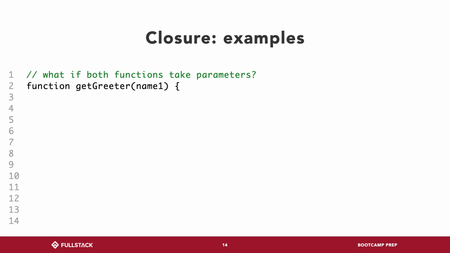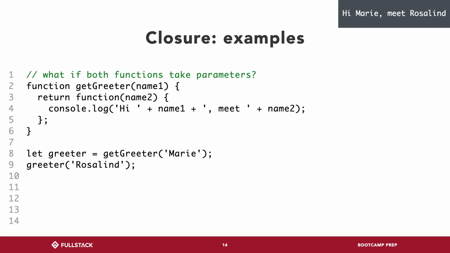So what if both functions take parameters? getGreeter(name1) returns a function (name2). Console.log hi plus name1 plus meet, just meet, and then plus name2. Let greeter equal getGreeter, you pass in Mary, and then you call greeter and you pass in Rosalind. So Rosalind, if you're throwing it into greeter, will be name2.